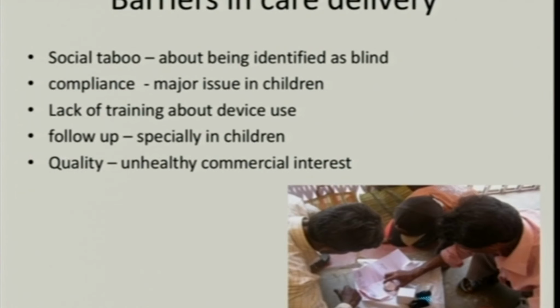Unless the child is encouraged to use the low vision devices, the child initially might not like them. Once the child feels that this is actually helping him or her to see and to perform better, then only they will be using them. During that period, encouragement is needed, proper training is needed, and follow-up. Low vision intervention in a child is not a one-time affair, it needs follow-up, and that is actually not happening.